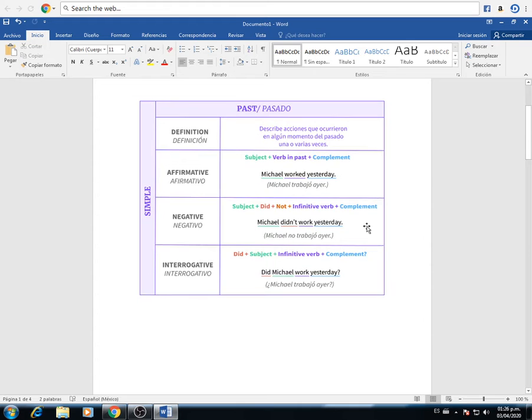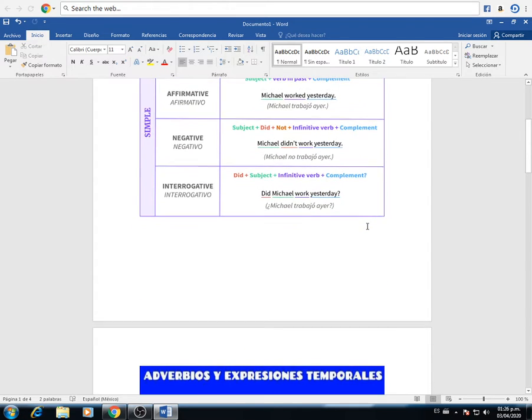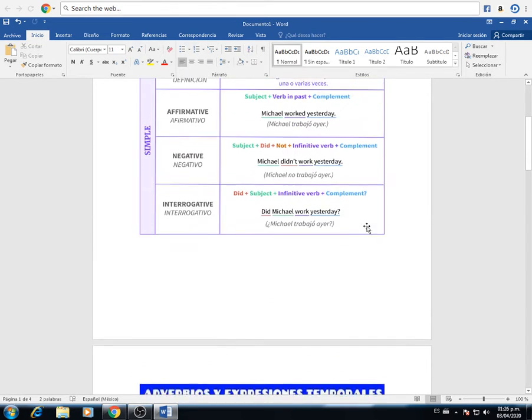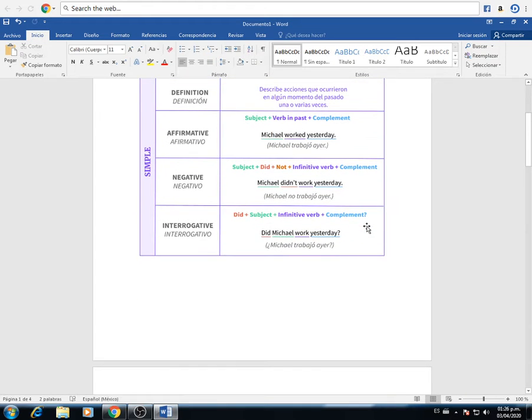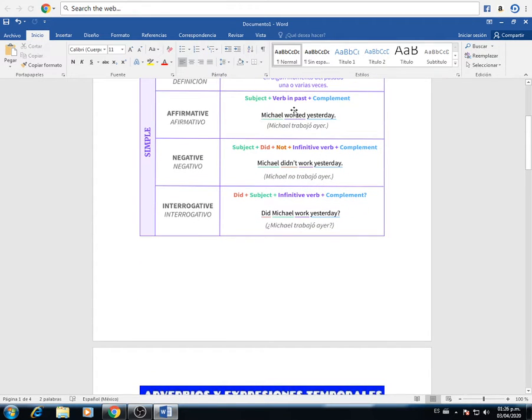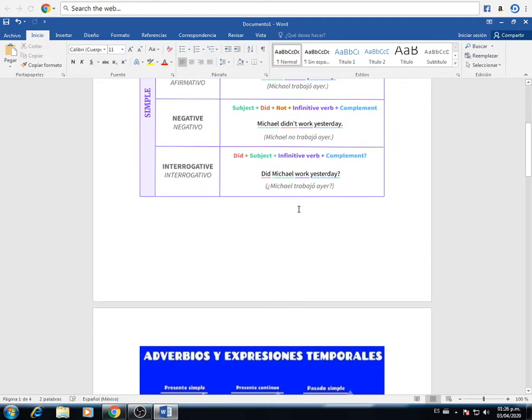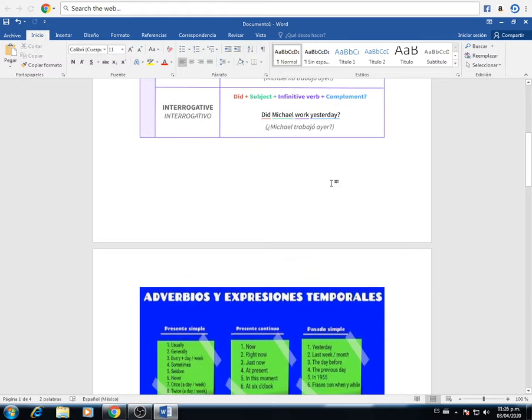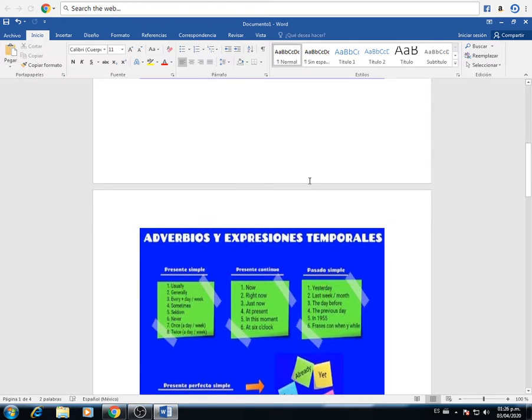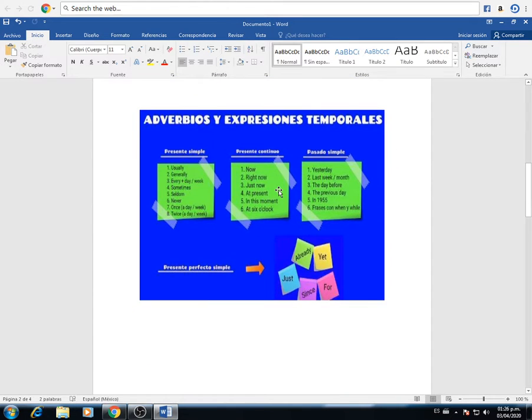Ok, bien. Entonces, el pasado simple es una acción que se realizó en el pasado y que en los verbos regulares te vas a encontrar con la terminación en ed. Todos los verbos regulares. Los verbos irregulares cambian. Así que yo les di una lista de verbos y eso les va a ayudar para saber cuáles verbos son regulares y cuáles irregulares. Ahora, nosotros observamos una expresión de tiempo aquí al final. Bien, vamos a ver. Adverbios y expresiones temporales.